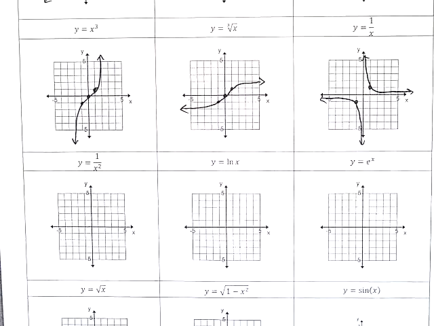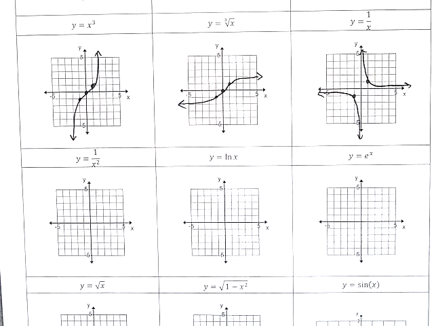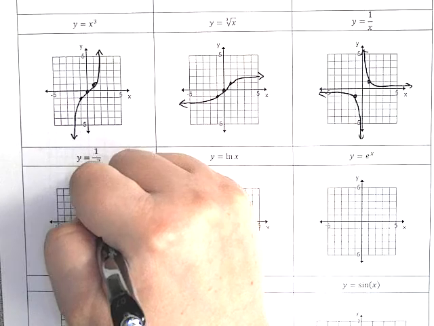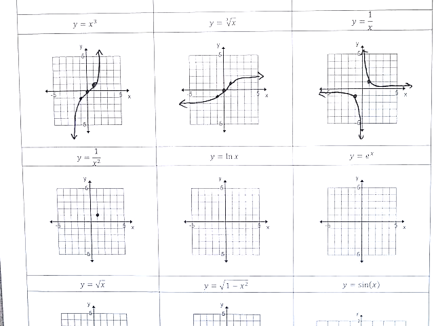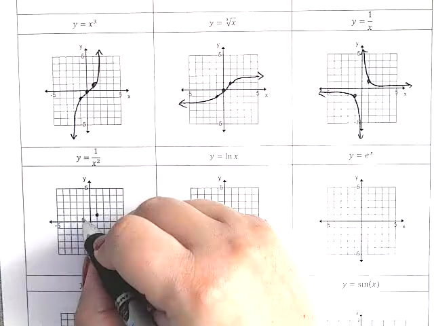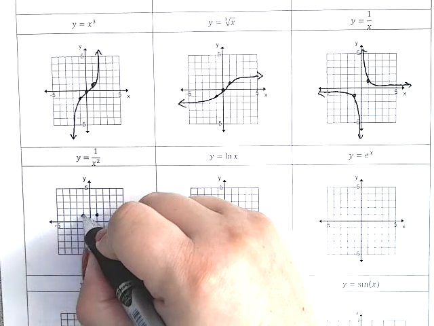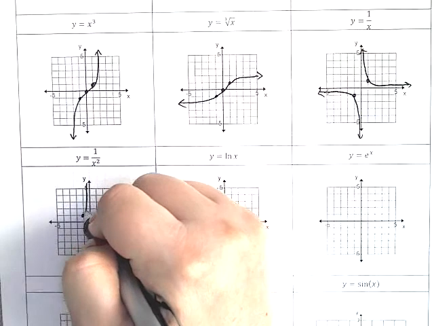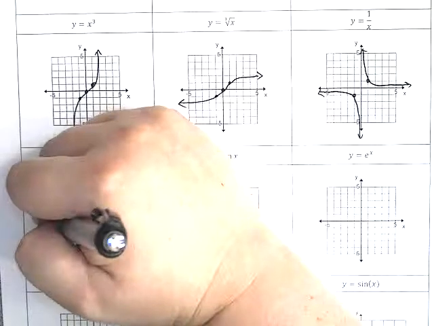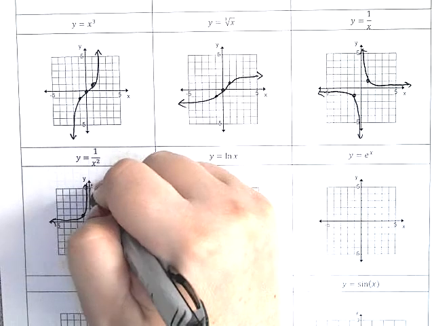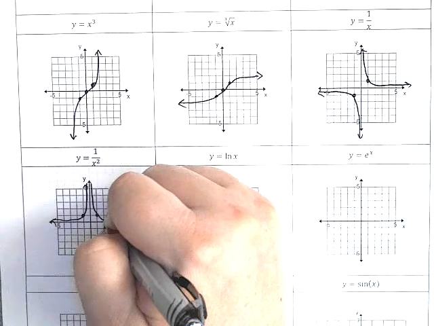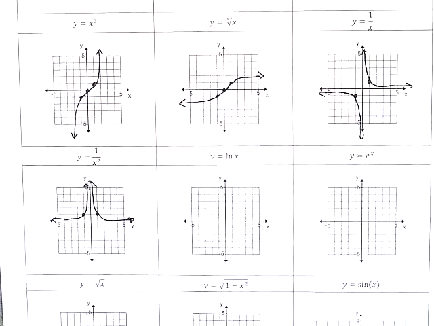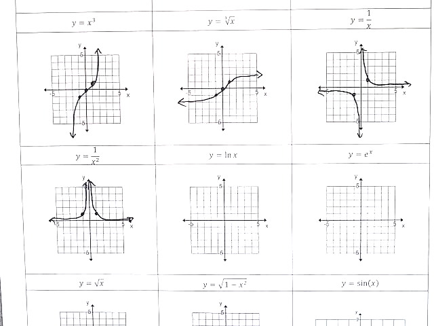1 over x squared is similar. It also has two asymptotes, a vertical one and a horizontal one. But it still has the point 1, 1. And now it has the point -1, +1. And it has its two branches, but they are both going up because of that x squared on the bottom. So all of your values are going to be positive, so they are all above the line y equals 0.